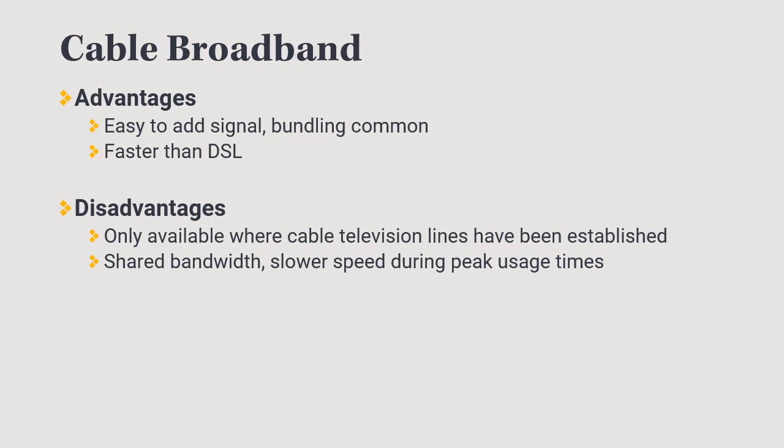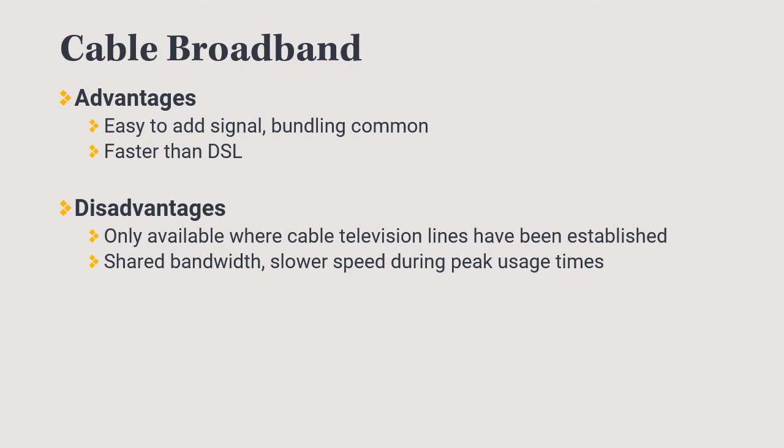The disadvantage is that it's only available where cable television lines have been established. So if there aren't any cable lines run to where you are, you can't get cable broadband. Another disadvantage is that it is what we call a shared bandwidth. So everybody that's connected to, like here in the area, we have Spectrum, so everybody that has Spectrum is sharing that same bandwidth.